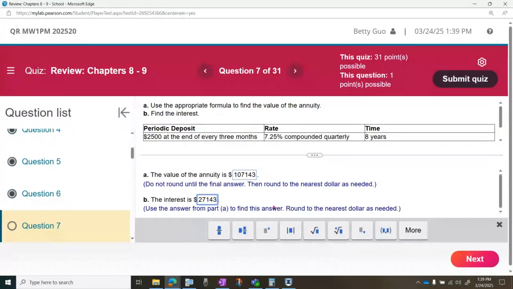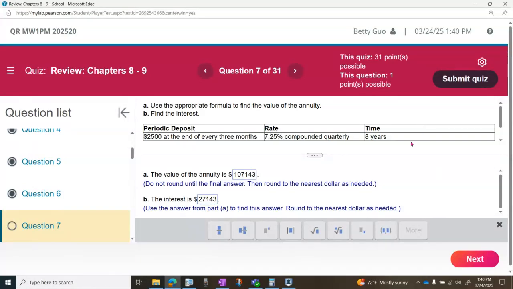Use the answer from part A to find the answer. To find this answer, round to the nearest dollar as needed. So this number should be 80 grand less than this number. So 27,143. Okay, looks good.